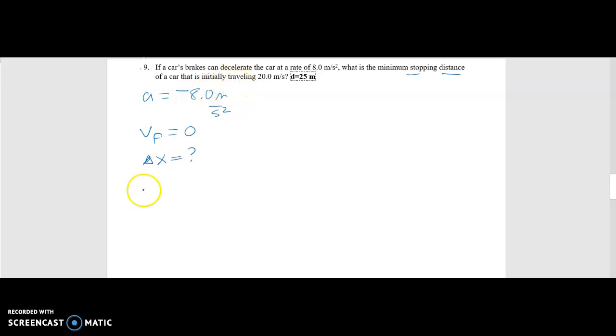And we also want the stopping distance, so we want delta x, of a car that is initially traveling at an initial velocity of 20 meters per second. All right, so we know acceleration. Hey, if I know the final and the initial velocity, I can also find the change in velocity, which is negative 20 meters per second. Why negative? Because it's going from 20 to 0, and it's always final minus initial. 0 minus 20. You're losing that many meters per second. That's what you want to do.